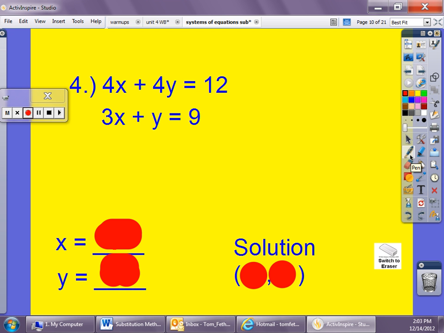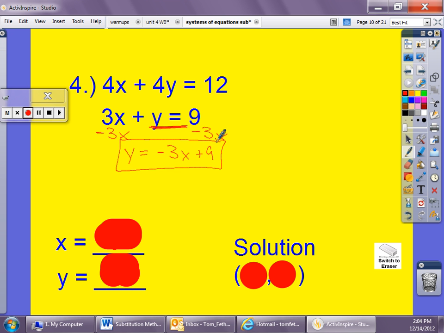Now when we look at this, we have 4x plus 4y equals 12 and 3x plus y equals 9. Now a substitution method, we want it to say x equals or to say y equals. Well, if you notice this, it almost says y equals right here. So what we have to do is get rid of that 3x. The way we get rid of that 3x is we do minus 3x, and we do minus 3x on the other side. So now we have this new equation. It's y equals negative 3x plus 9.